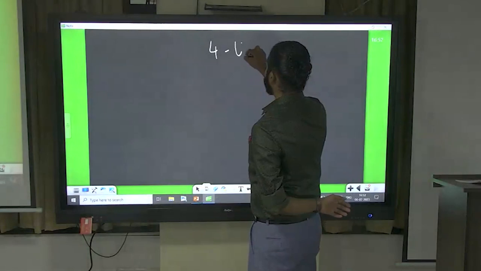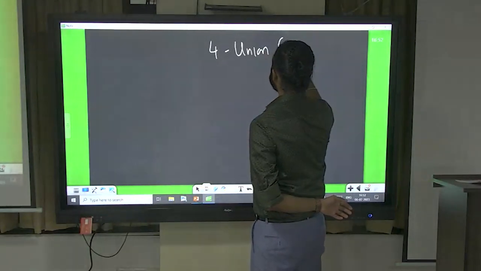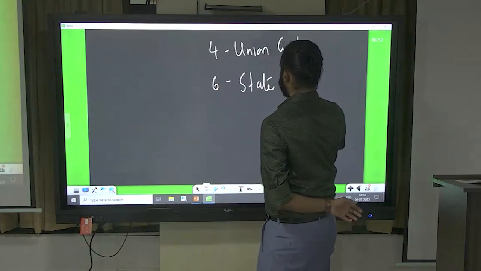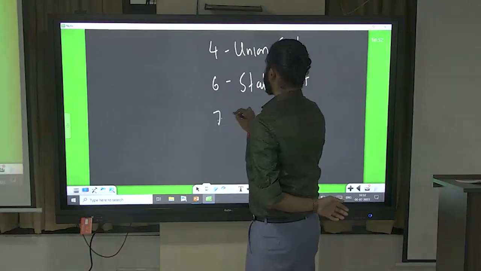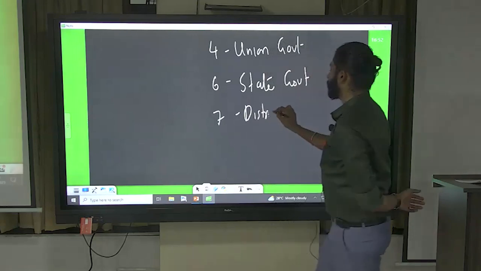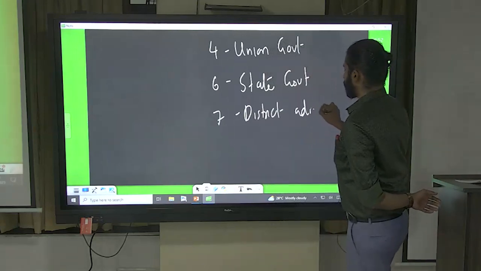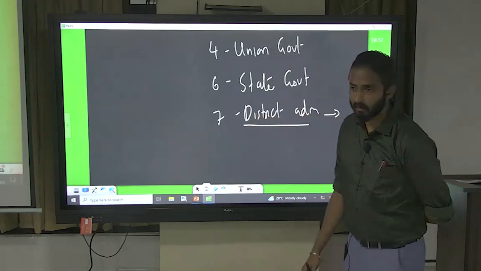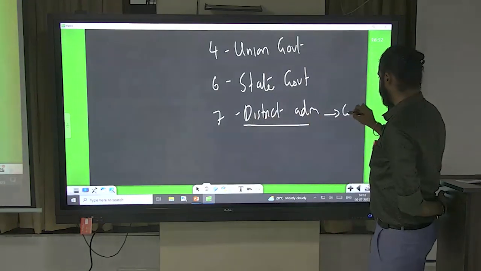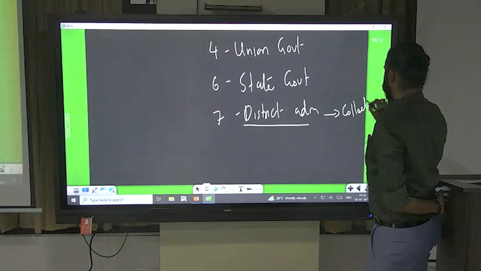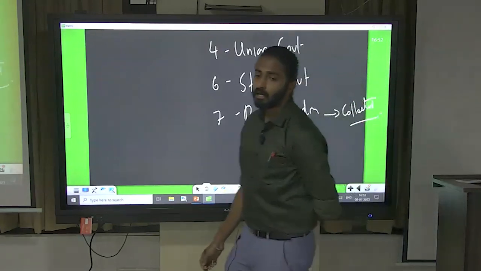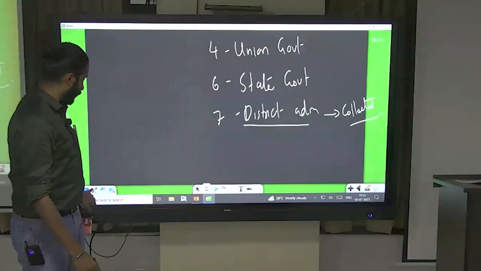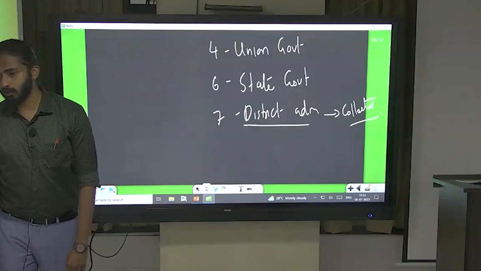Fourth chapter is Union government. Sixth chapter is state government. Seventh chapter is district administration. District administration means, who manages district administration? The Collector. District collector, the district collector's role, all these things we will study in the 7th chapter. So this is again fully overlapping with the GS2 syllabus, the polity syllabus.